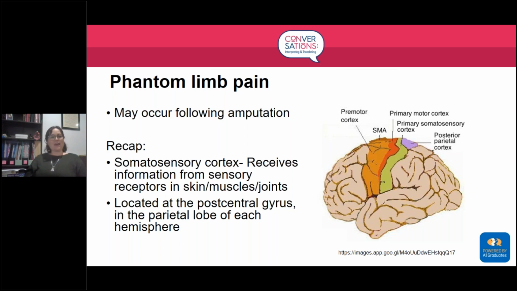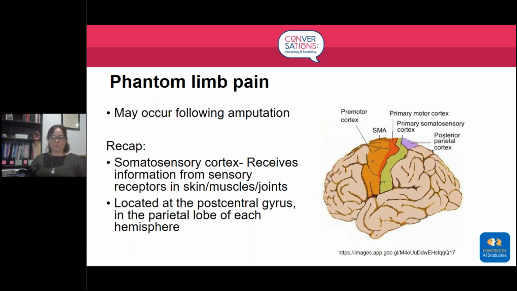Phantom limb pain is a really interesting one. This can occur following amputation, where the person, say if they've had an amputation from the elbow downwards, will swear that they can still feel their forearm and hand and they feel pain in it. That pain is essentially the brain still looking at that area and thinking it's in so much danger, which obviously it was, and still giving that sensation of pain.